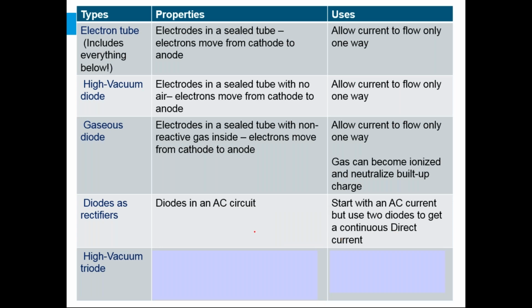And then a high vacuum triode is sort of like a high vacuum diode, except it has three parts: an anode, a cathode, and a grid. And the purpose of that is to control the voltage going through the circuit and be used as an amplifier.